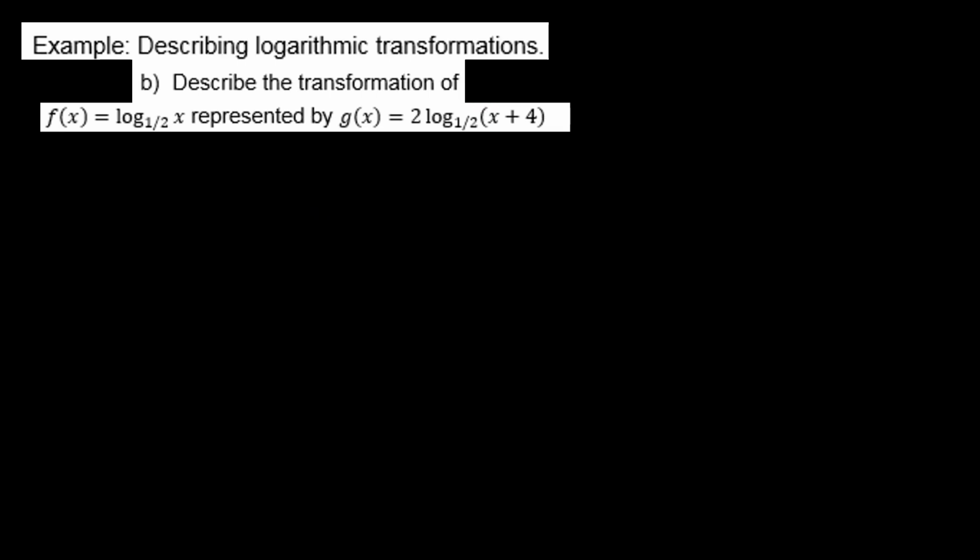Okay, our next one. Describe the transformation of f of x equals log base 1/2 of x, represented by g of x equals 2 log base 1/2 of x plus 4. Now, the 1/2 is in both of them, so it is not a transformation. We are only looking for things that are different from f to g. So for this one, that is your 2 in front, and that is your plus 4 in the parentheses. So the 2 in front, that's being multiplied, right? And it is not attached to x, so it's vertical. Okay, and then multiplied means stretch or shrink. Vertical doesn't lie. Vertical is what it is. So 2, since it's bigger than 1, would be a stretch by 2.